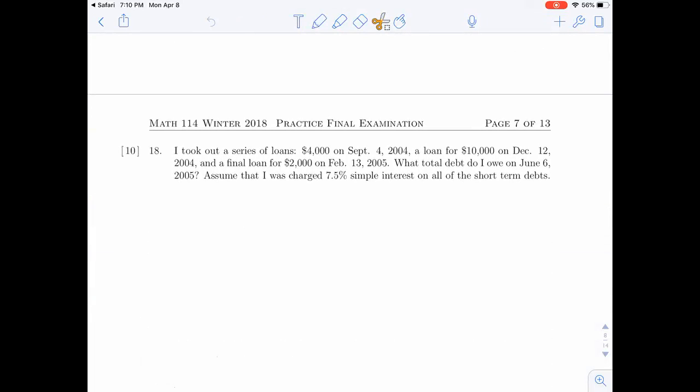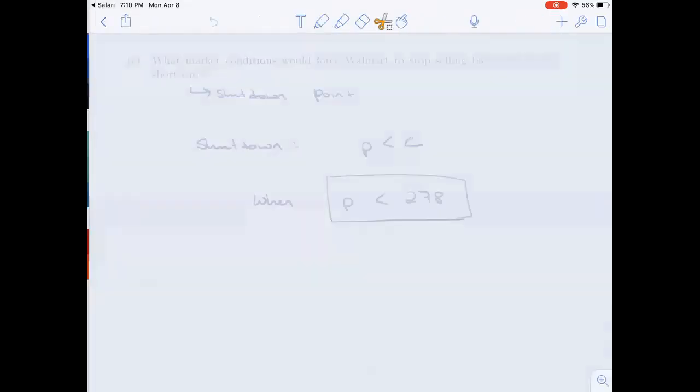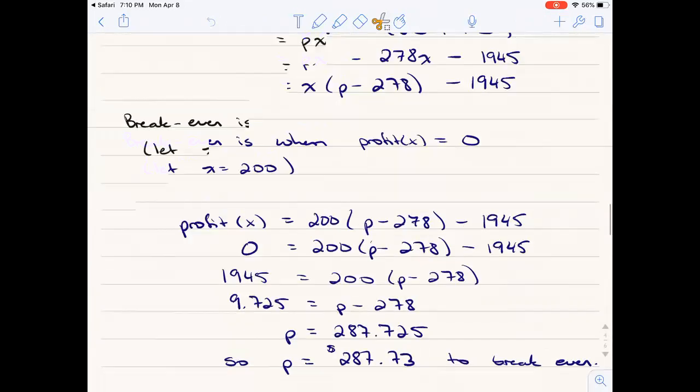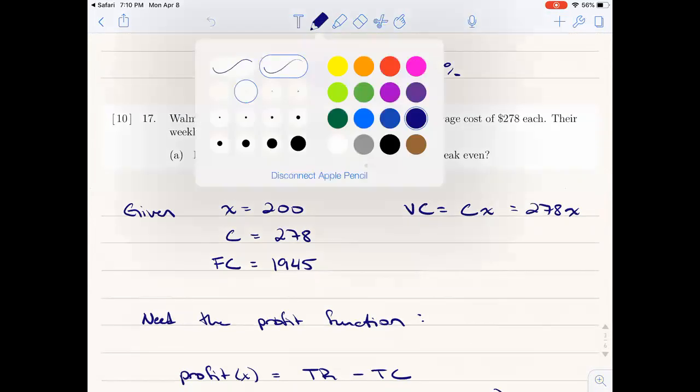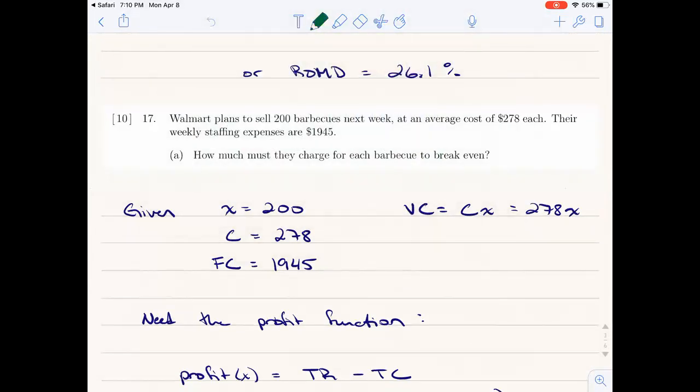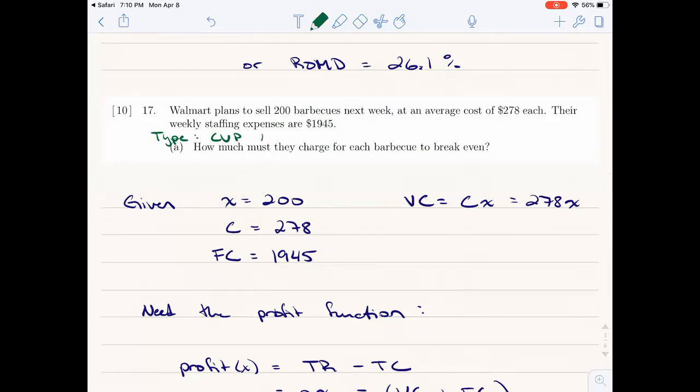So this is where we get into simple interest. Back to test 2, I guess. Both of those first 2 questions were from test 1. Oh, I forgot to write what type of question. This is a CBP analysis, but I also call it just a profit function. Profit function problem.